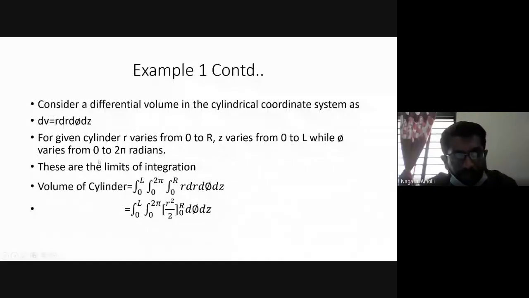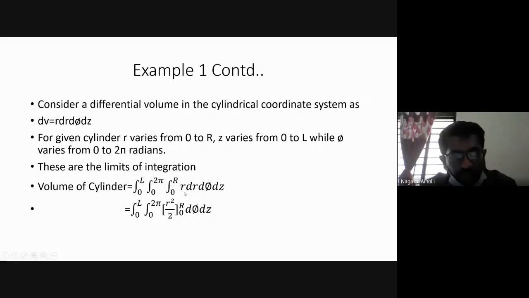Now substitute these limits of integration. Therefore, the volume of the cylinder is given by the limit 0 to L for Z, dz. Then 0 to 2 pi for the angle phi. So it is R d phi, which we studied in our previous class, the arc length. Then for the radius, it is 0 to R for dR.